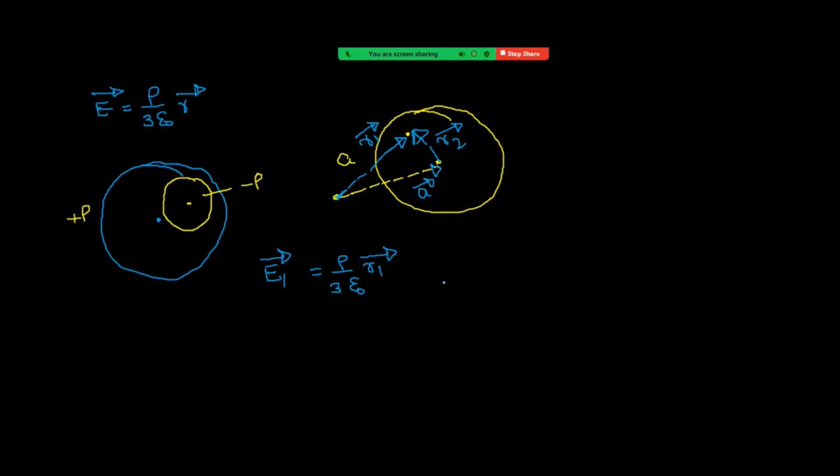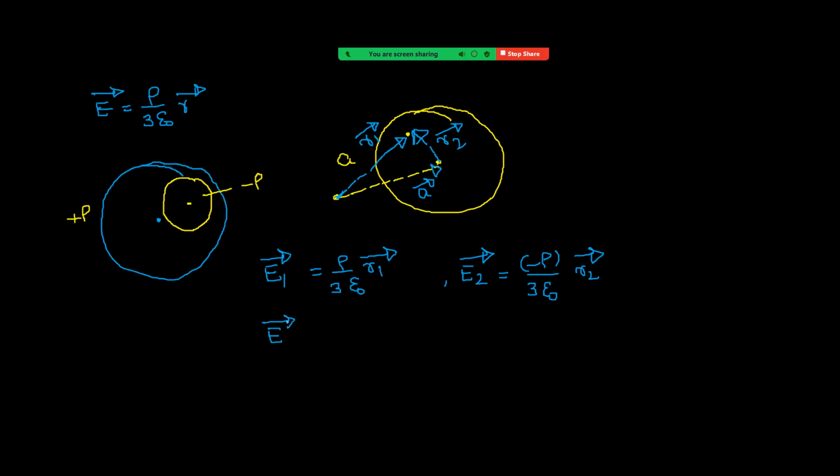Next, the field due to the smaller one. Let us take it as E2 bar, and E2 bar equals minus rho by 3 epsilon naught into R2 bar. So we got the field due to the bigger one and the field due to the smaller one. Now if we take the resultant of these two vectors, we get the field at that point, in the cavity. Then see how much we get.